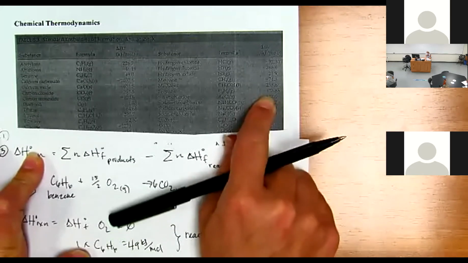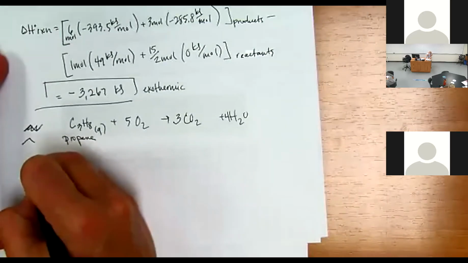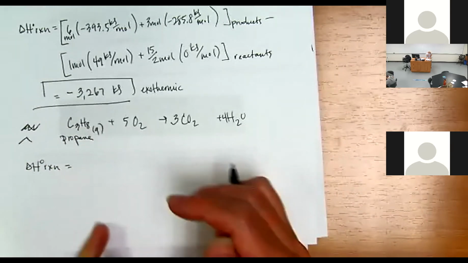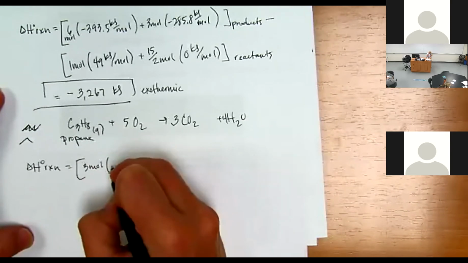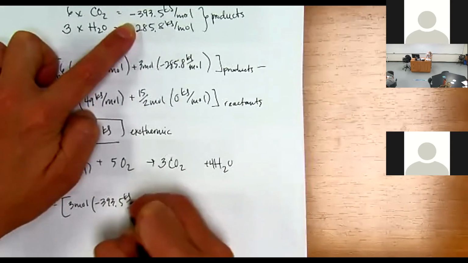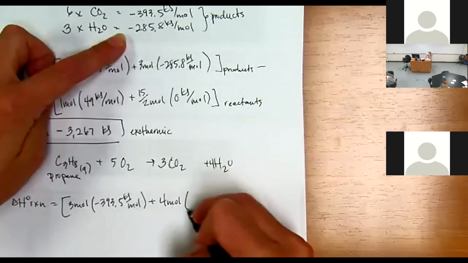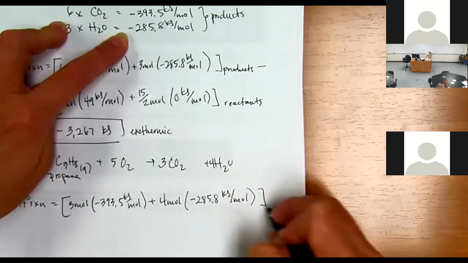So all right, now I have propane, and I can see it's negative 103.85. So now for this equation, I have my products, which are going to be 3 moles of carbon dioxide, which is negative 393.5 kilojoules per mole, plus 4 moles of water, which is negative 285.8 kilojoules per mole. This is for my products.